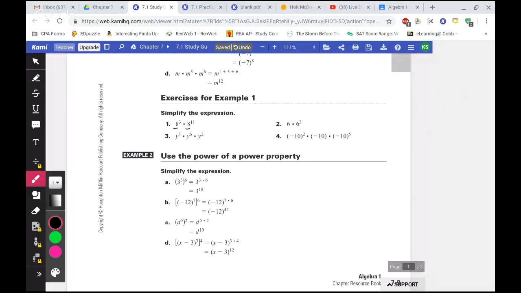Just to review the answers here, we added 3 and 11, so that was 8 to the 14th. This one was 3 plus 6 plus 2, so that was y to the 11th. This one is adding 1 and 3, so this was 6 to the 4th. This one was adding 2, 1, and 5, so that's negative 10 to the 8th.